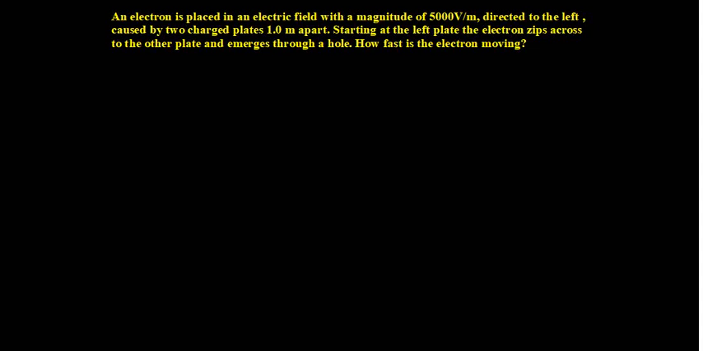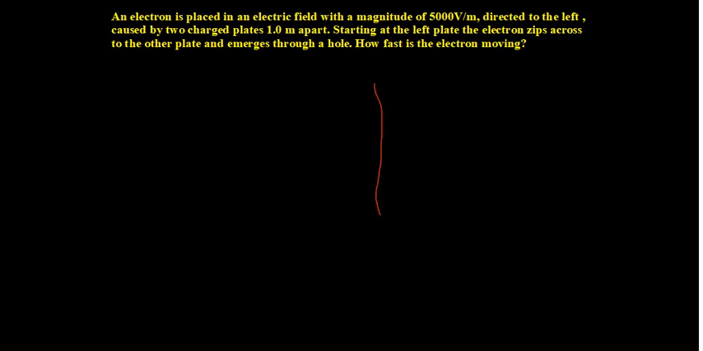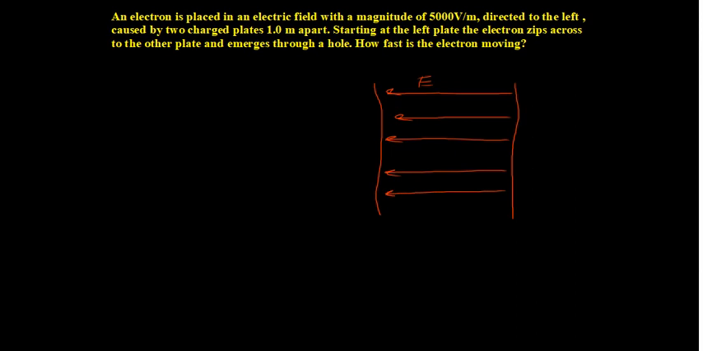All right, as usual, let's first sketch something. I have my first plate and my second plate, and it says the electric field is going to the left. That's my electric field, I will call it E. As we know, that will be the positive plate, that will be the negative plate. Now I know that the electric field equals 5000 volt per meter. The distance between the two plates is 1 meter.